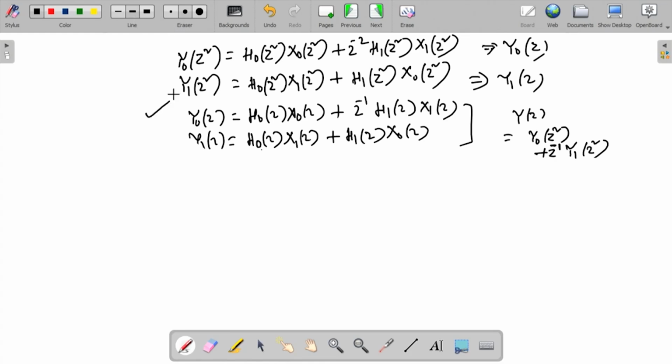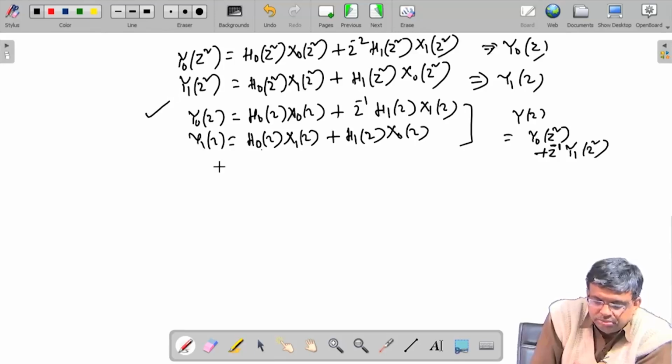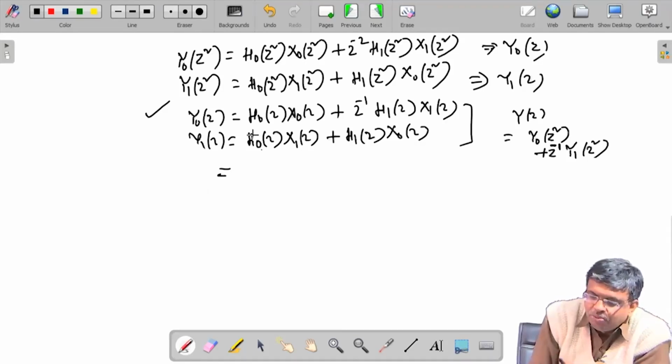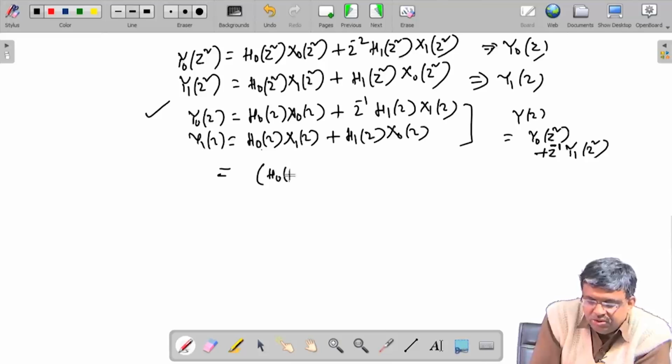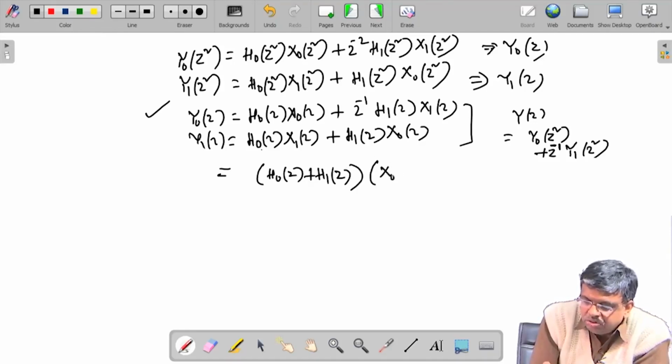I will calculate this as y 0 z, as before, and y 1 z I will calculate as, forget about the z inverse, it is like a b, c d. So I will have it like a d plus b c, you know. So I will have h 0 z plus h 1 z times x 0 z plus x 1 z.